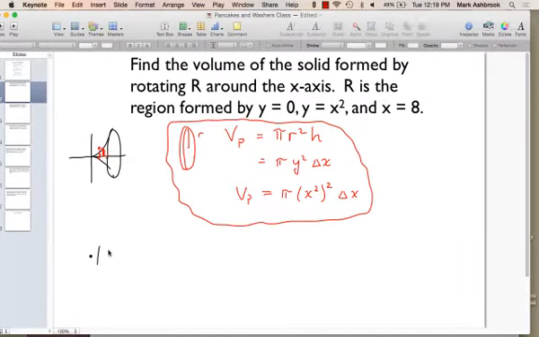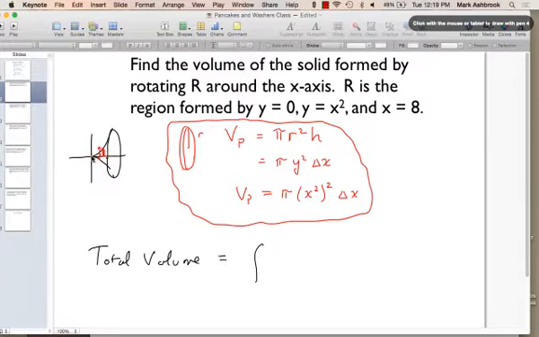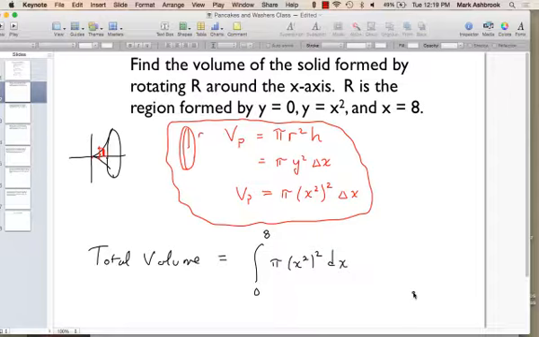So then the total volume, the volume of the Hershey's Kiss, is going to be the sum of all the typical pancakes. From what to what? Yep, the first one is going to be right here at the origin at x equals 0. The last one's going to be at x equals 8. So 0 to 8 of pi, x to the fourth, or x squared squared, dx. Easy integral, super easy integral.